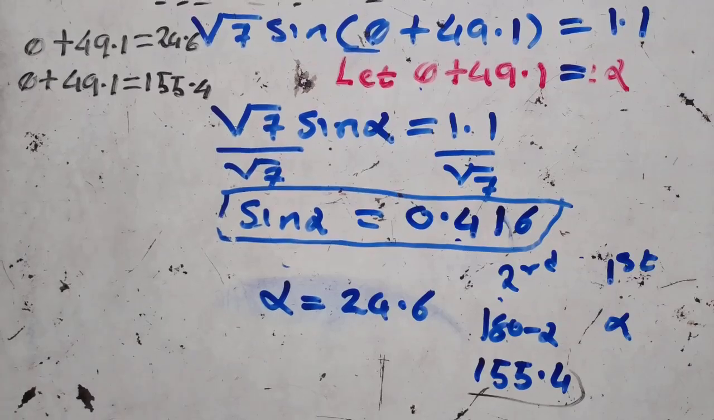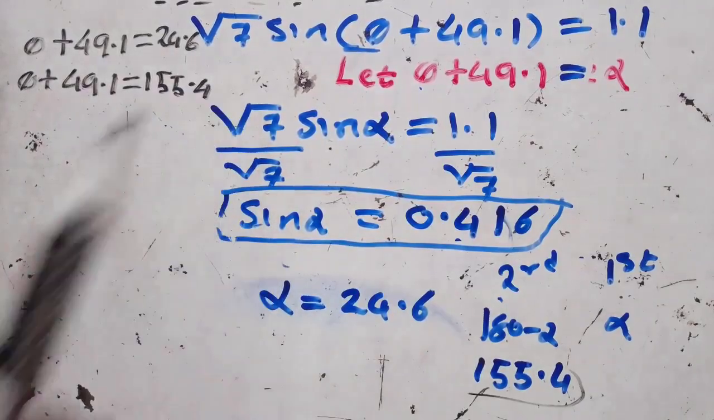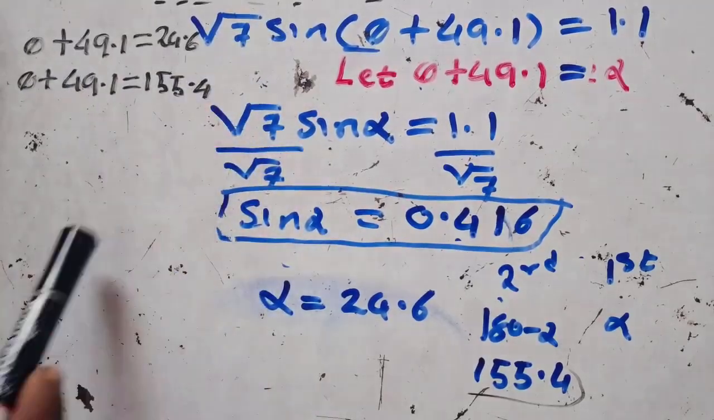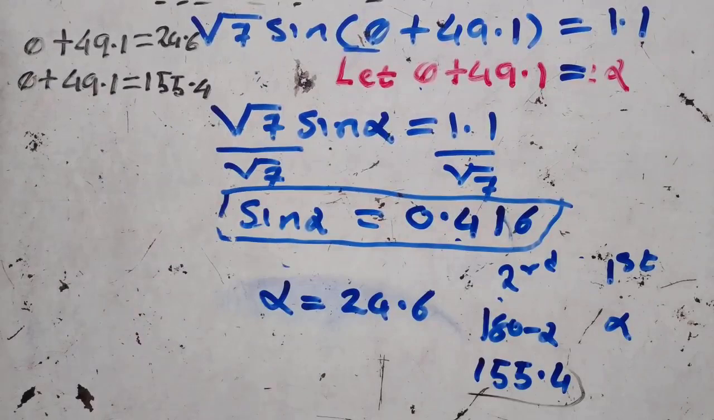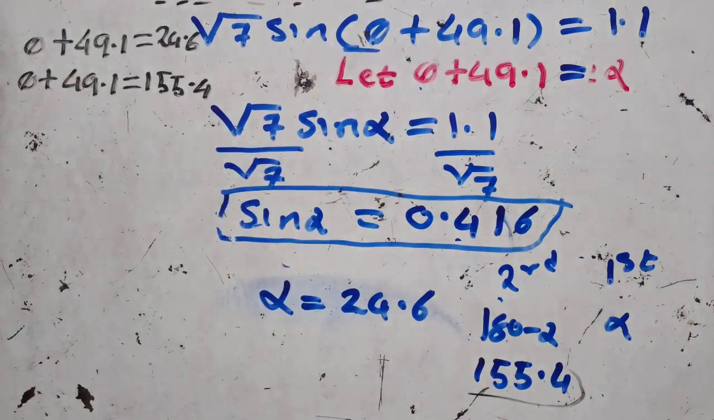From now you can just collect the like terms. This is an equation, so you can solve it by taking 49.1 to the other side, and you are going to find your values for theta. I believe from here you can find your theta. Just collect the like terms and do the mathematics.